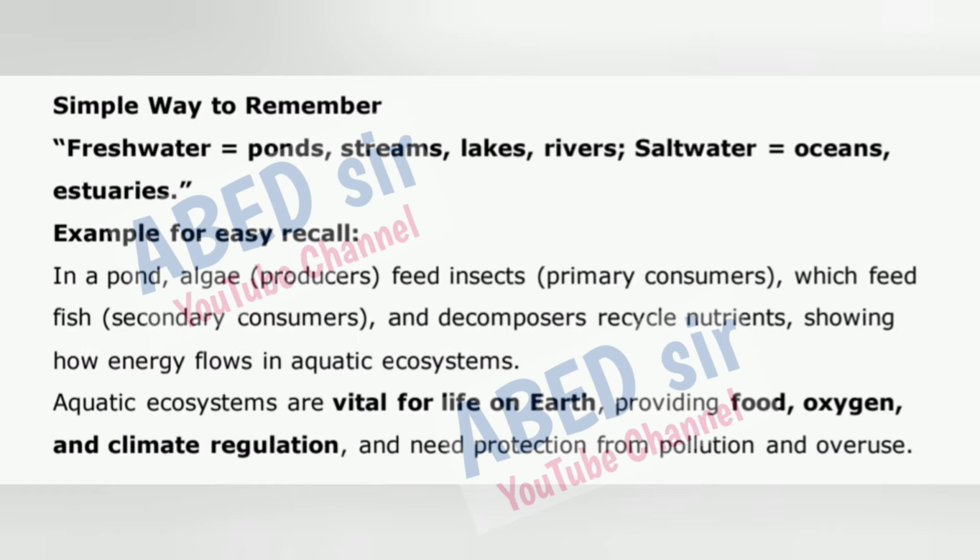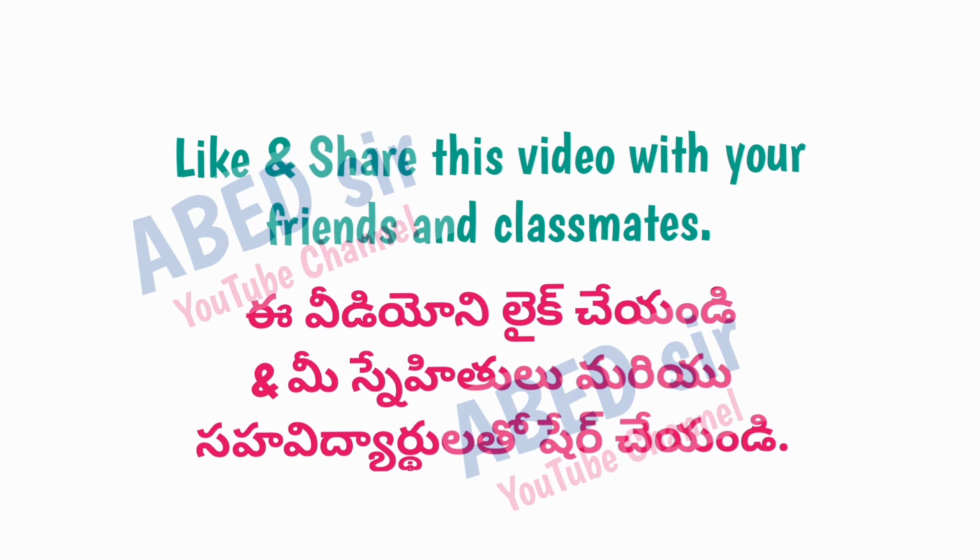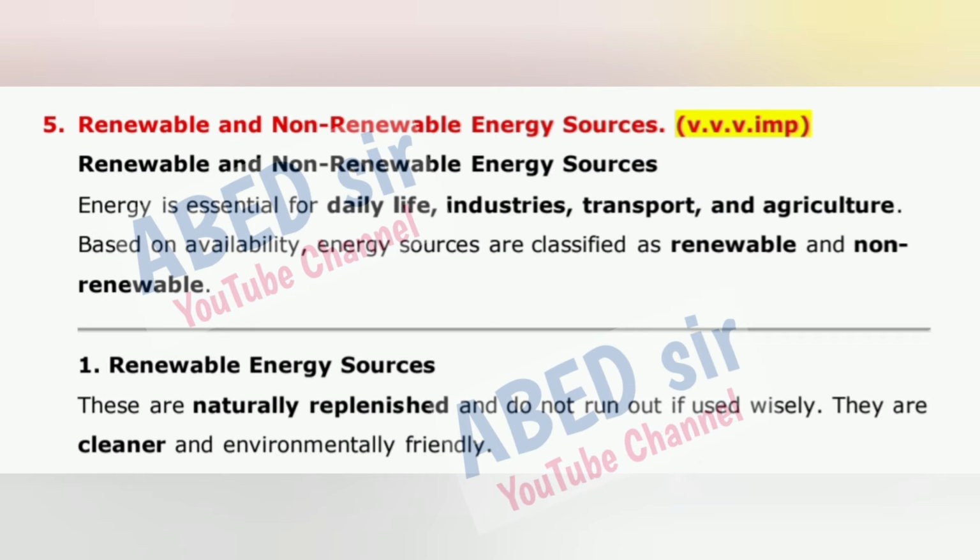Example for easy recall: In a pond, algae, producers, feed insects, primary consumers, which feed fish, secondary consumers, and decomposers recycle nutrients, showing how energy flows in aquatic ecosystems. Aquatic ecosystems are vital for life on Earth, providing food, oxygen, and climate regulation, and need protection from pollution and overuse.